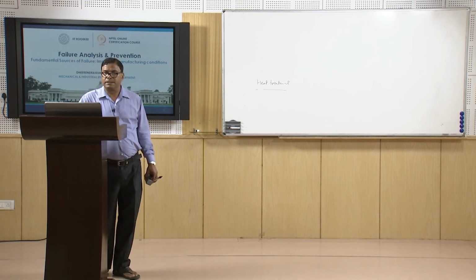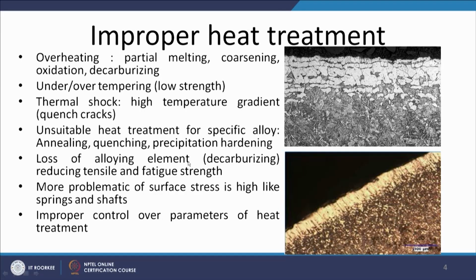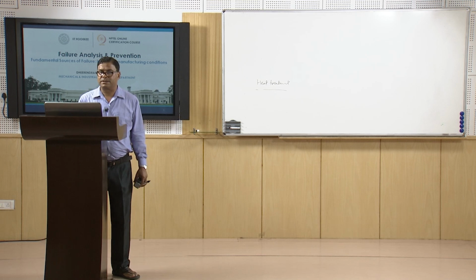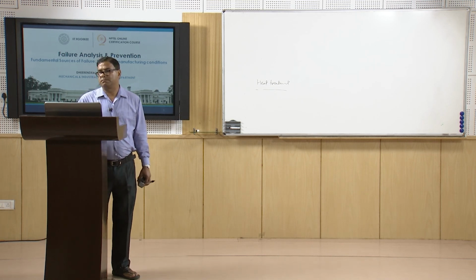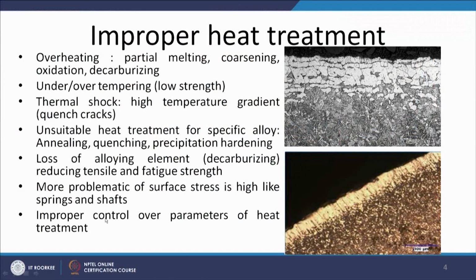Now, we will see the loss of alloying elements. As I have said, a loss of alloying elements may be in the form of decarburizing or the loss of other alloying elements due to excessive exposure at high temperature in an oxidizing environment. Such losses of alloying elements reduce the tensile strength and the fatigue strength, especially in components which are subjected to high stress conditions and high surface stresses, like springs and shafts.